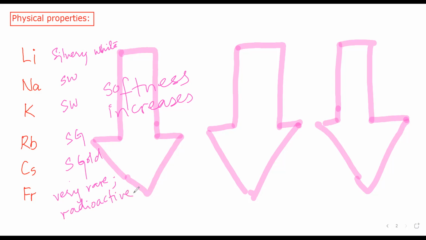Then go to the other section. There we will talk about density. Density increases down the group. Density also increases down the group. So we are going to remember that. They are lighter. Generally they have lower density than other elements of the periodic table.